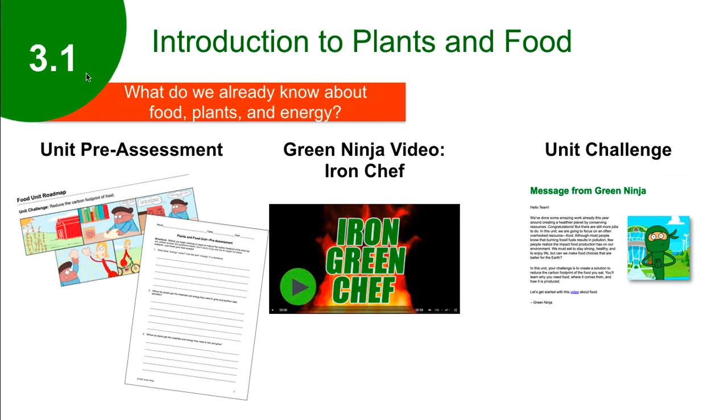Students will eventually be able to explain how it grew from air and water. In Lesson 3.1, we welcome students to the food unit, and we discuss the unit roadmap. Students take the plants and food pre-assessment, and then we ask students to picture their favorite meal. Where do all the ingredients come from? Students view the Iron Green Chef video, and they discuss it. Finally, the Green Ninja delivers our unit challenge, and students discuss it in small groups.